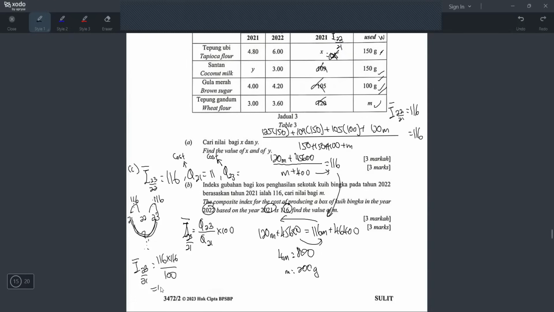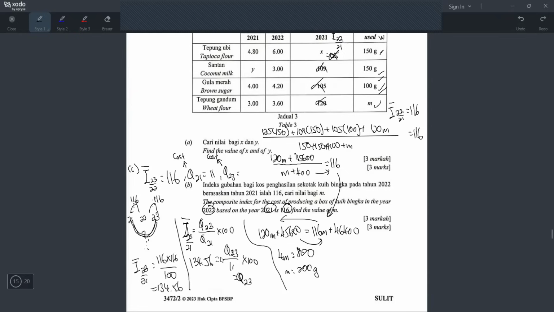Okay, my calculator gives me 134.56. But of course, this is not the answer. This is just the composite index for the year 2023 based on 2021. Now you can use this formula. The composite index for 2021 is 134.56. So it will be equal to, now you use the first formula, Q23, which is the price in 2023, but it's the cost price, and then divided by Q21, which is 11, times 100. So now, to get the Q23, you just have to move it across. So what is 134.56? Divide by 100 times 11.